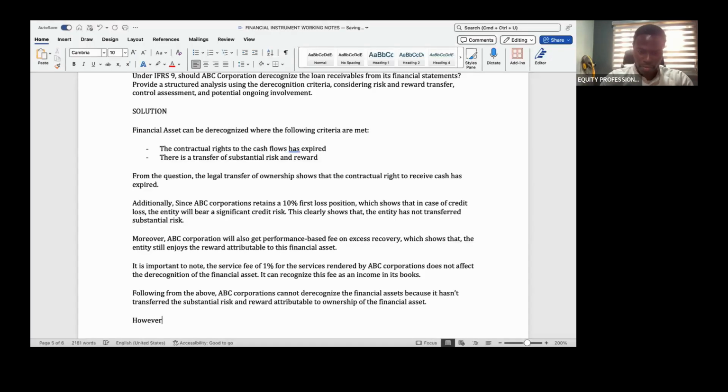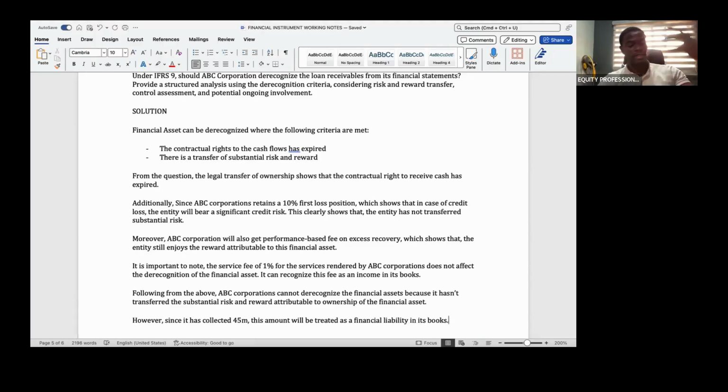However, since it has collected 45 million, this amount will be treated as a financial liability in its books. Because that means he has an obligation to pay it back.